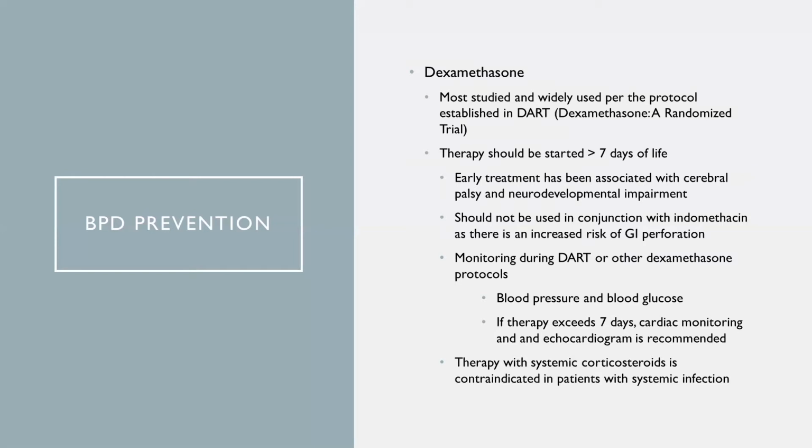Dexamethasone is the commonly used drug and is the most studied and widely used per the protocol in DART. Therapy should be started greater than 7 days of life. Early treatment has been associated with cerebral palsy and neurodevelopmental impairment. It should not be used in conjunction with indomethacin, as there is an increased risk for GI perforation. Monitoring during DART or other dexamethasone protocols should include blood pressure and blood glucose. If therapy exceeds 7 days, cardiac monitoring and an echocardiogram is recommended. Therapy with systemic corticosteroids is contraindicated in patients with systemic infection.